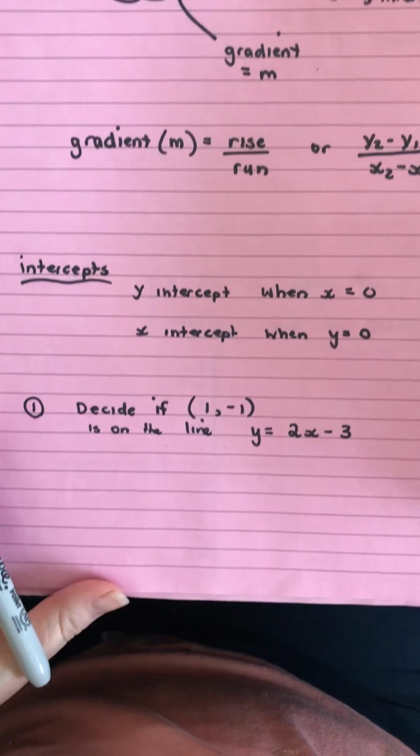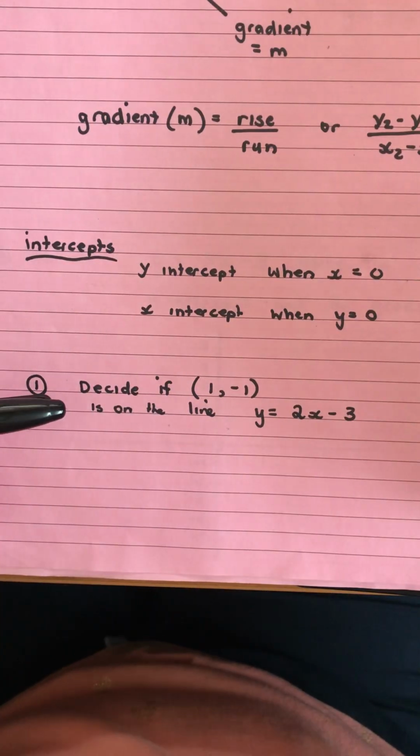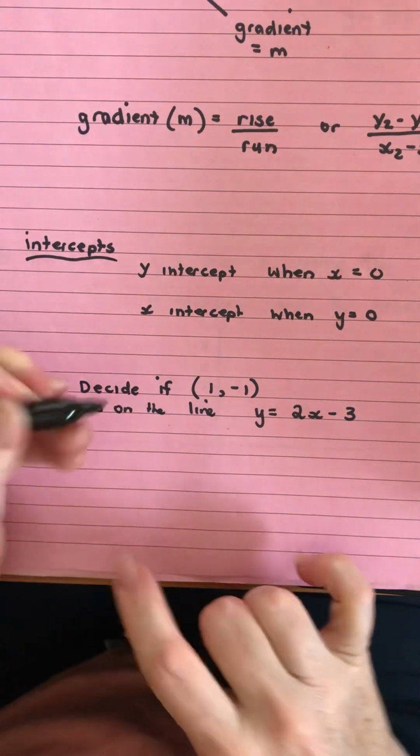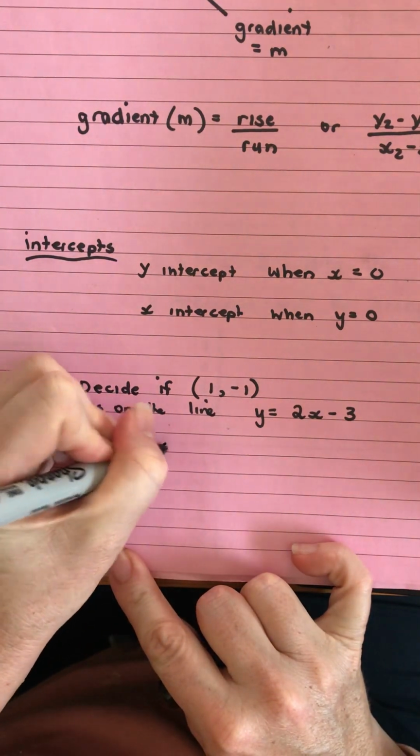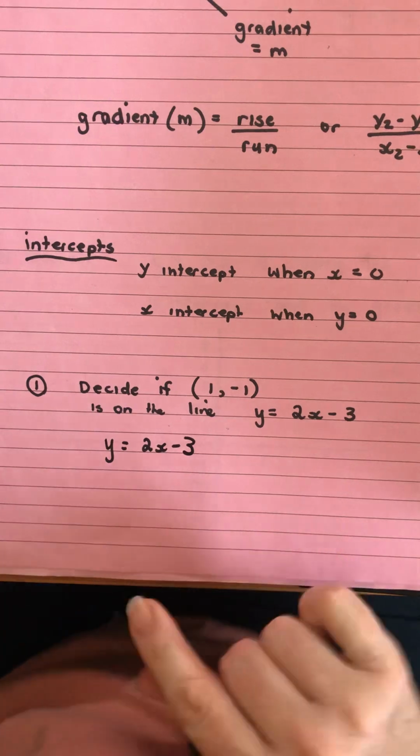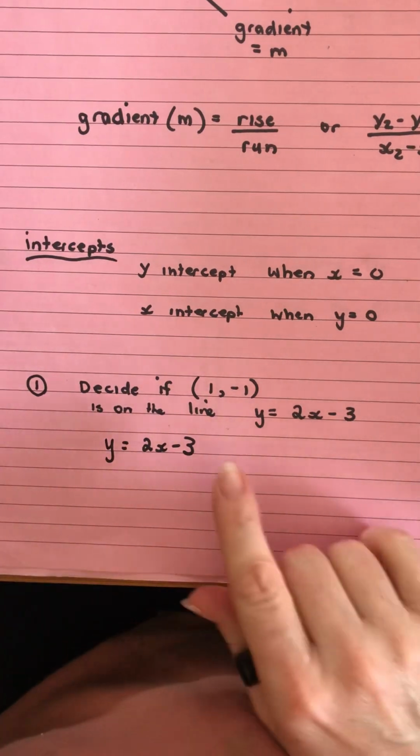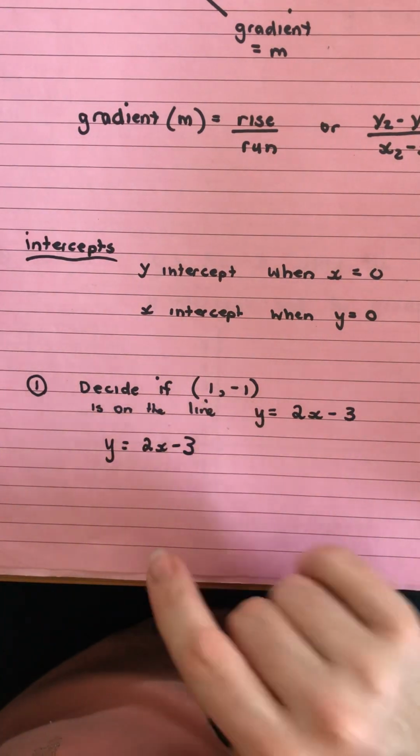Some types of questions that you might see. First one, deciding if (1, -1) lies on the line. So we've got y equals 2x minus 3 as the line we've been given, and then we want to decide if (1, -1) lies on that.